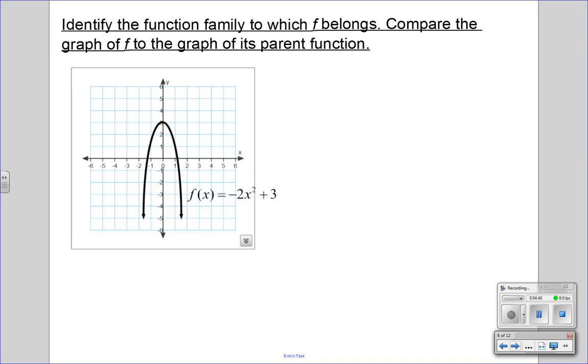Okay, the first one says identify the function family to which f belongs. Well, if we look at this, this is a quadratic. And the parent function is f of x equals x squared. So if we look at this, visually we can see what's happening from the original graph. It's reflected over the x-axis. It's moved upwards by 3, the vertex has. And it's been stretched out. It's a little bit thinner.